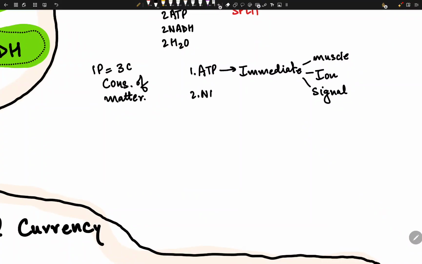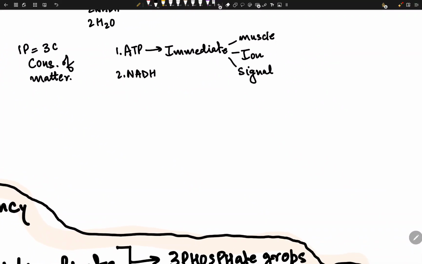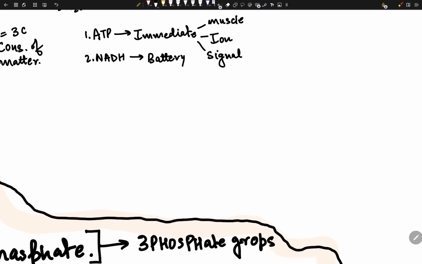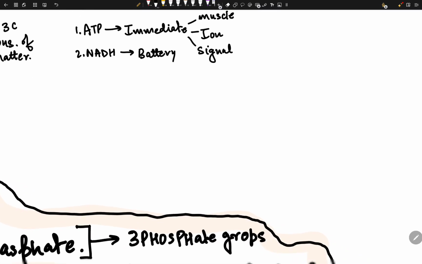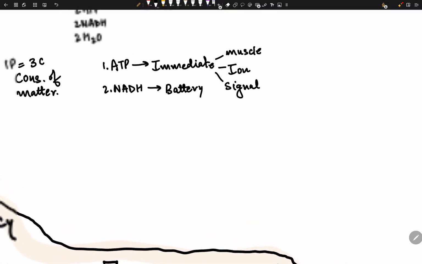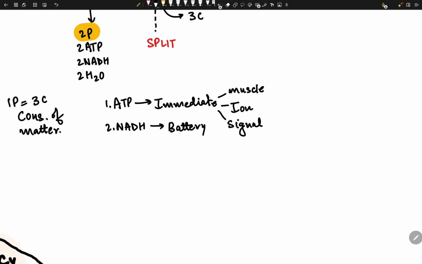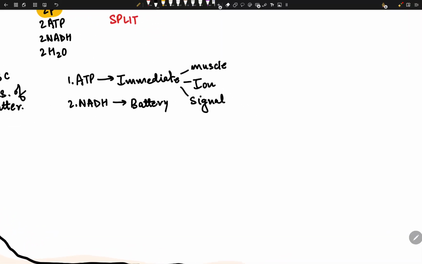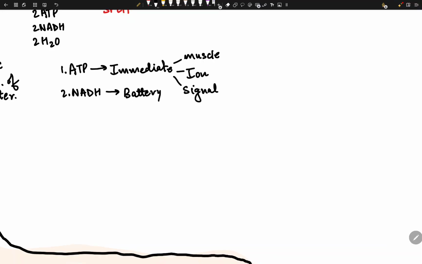What about NADH? Well, NADH is super amazing. First of all, what is NADH? For now, I want you to think of NADH as a taxi or a rechargeable electron battery. It's rechargeable. We'll study it deeply later in the next parts. But for now, remember, ATP carries the energy for immediate work, and NADH carries the high energy electrons to be used later on, especially in mitochondria.